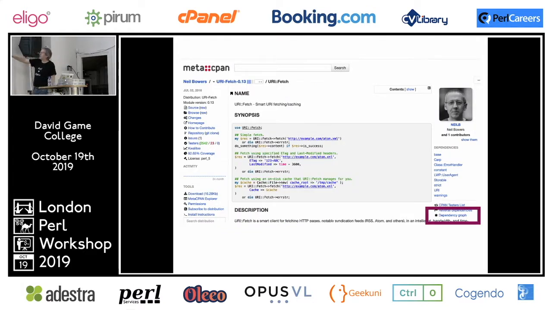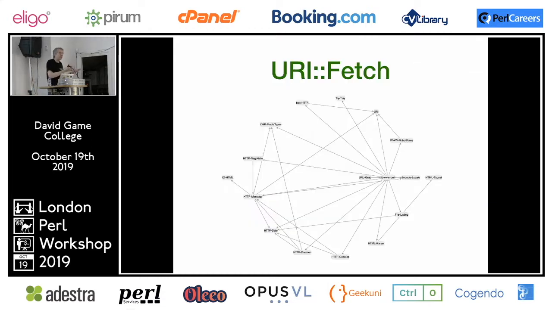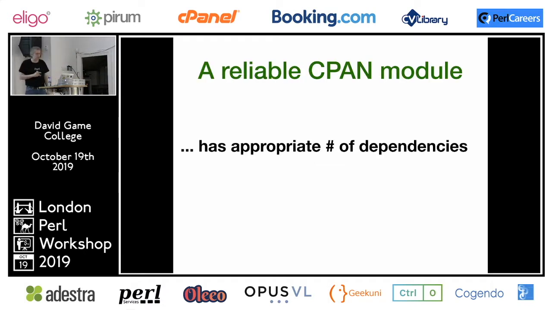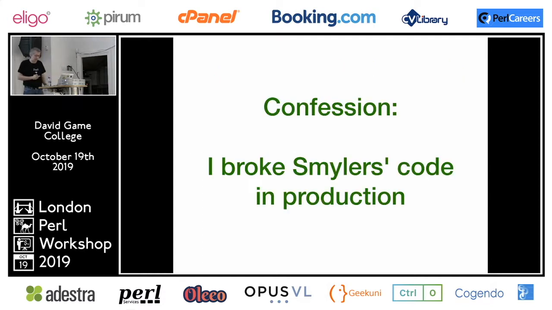You can find this graph on Meta CPAN if you go over here and click on this, and you get a graph. Let's say you want a module for downloading something from a URL. You could use URI fetch, which has a very simple looking, very high level interface, but actually has all these dependencies, or you could use HTTP Tiny, which has no non-core dependencies. So be aware. It doesn't mean it has to have no dependencies, but it should have an appropriate number of dependencies. For a huge distribution, if it hasn't got any dependencies, it probably means they're reinventing lots of wheels. So hence the appropriate.